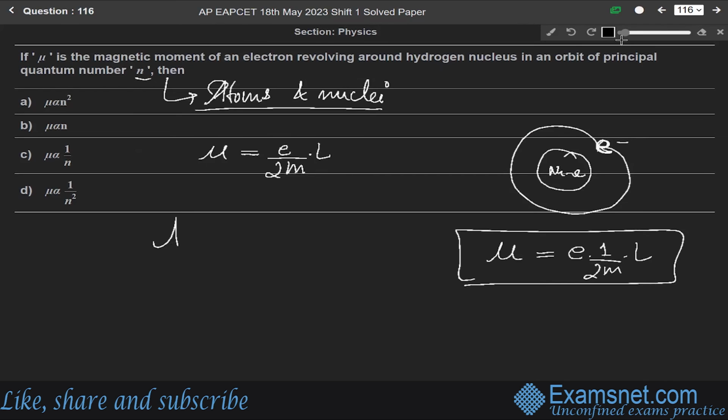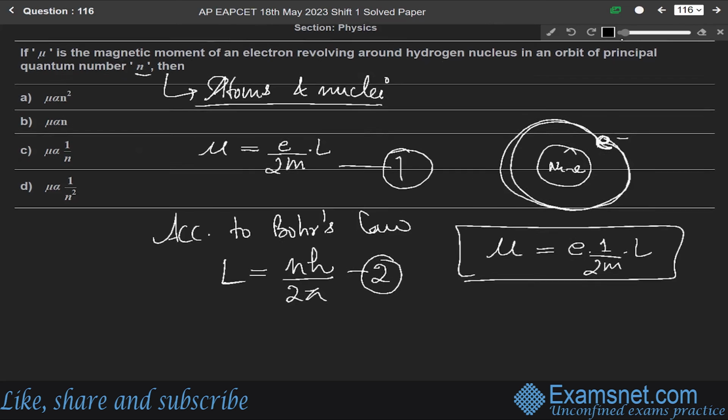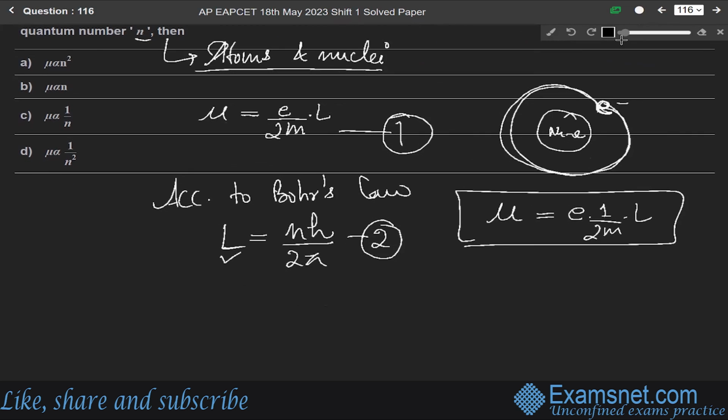Okay, and according to Bohr's law, the angular momentum of any electron revolving in an orbit around the nucleus will be equal to an integral multiple of nh over 2 pi. This is the famous Bohr's postulate. Let us say this is equation 1, this is equation 2. So from first and second, just put the value of this angular momentum from equation 2 in equation 1.